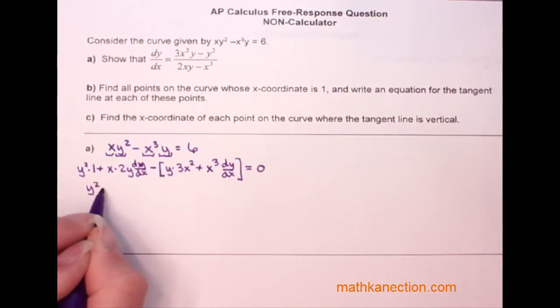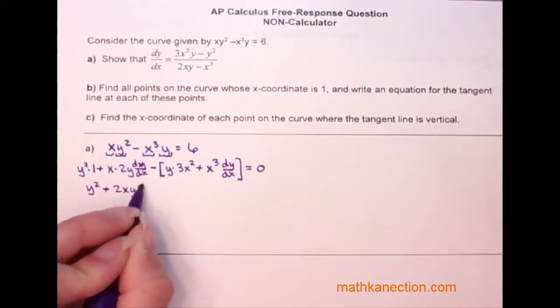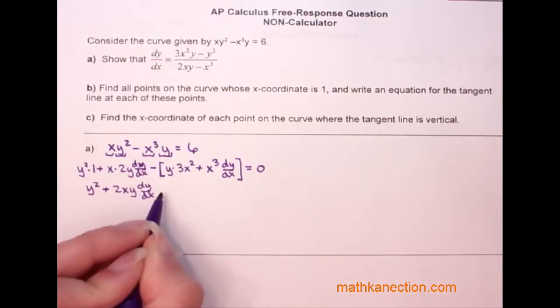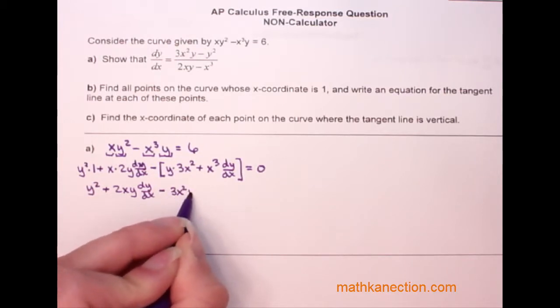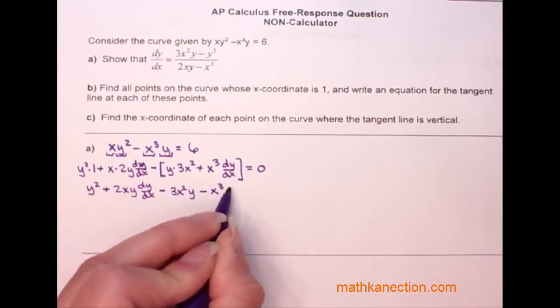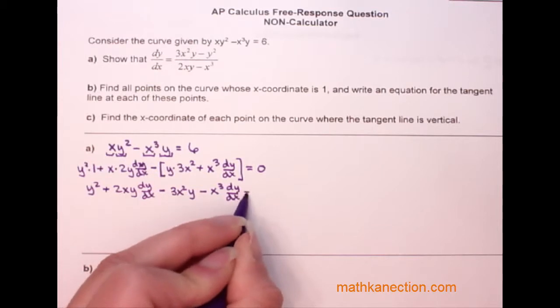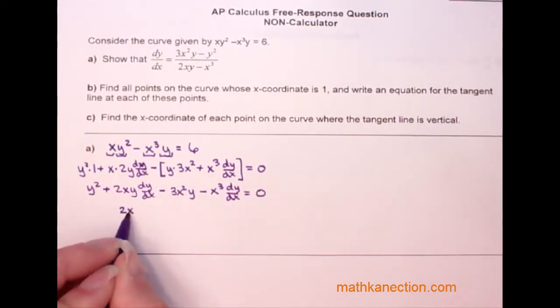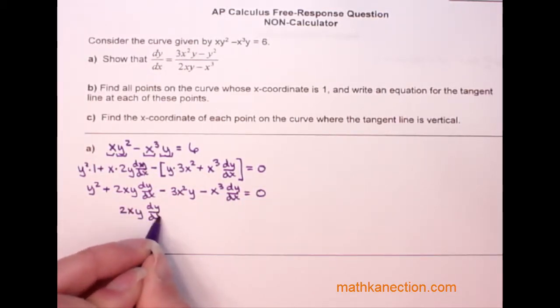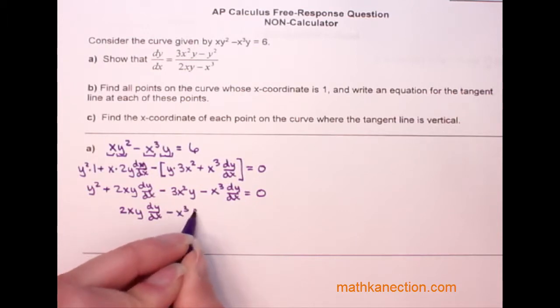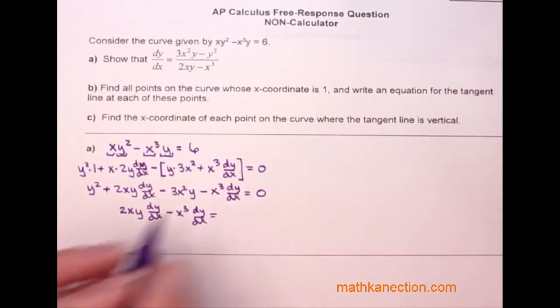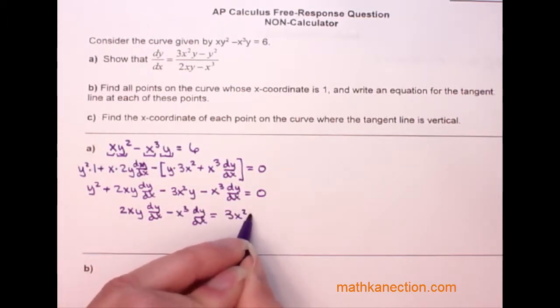So that becomes y squared plus 2xy dy/dx. Distributing the negative makes negative 3x squared y minus x cubed dy/dx equals 0. Keeping all the dy/dx's on the same side and moving over the 3x squared y by adding that over and subtracting over the y squared.